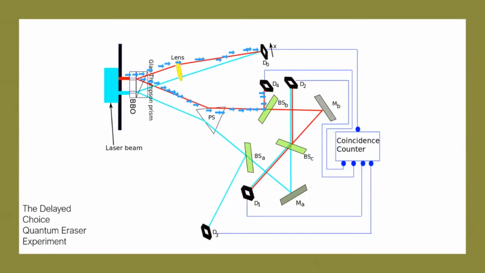Thank you, Sheetal. I'll answer this question as I go. So you're saying that the wave function has collapsed at D3 and D4? Yes, that's exactly what I'm saying.